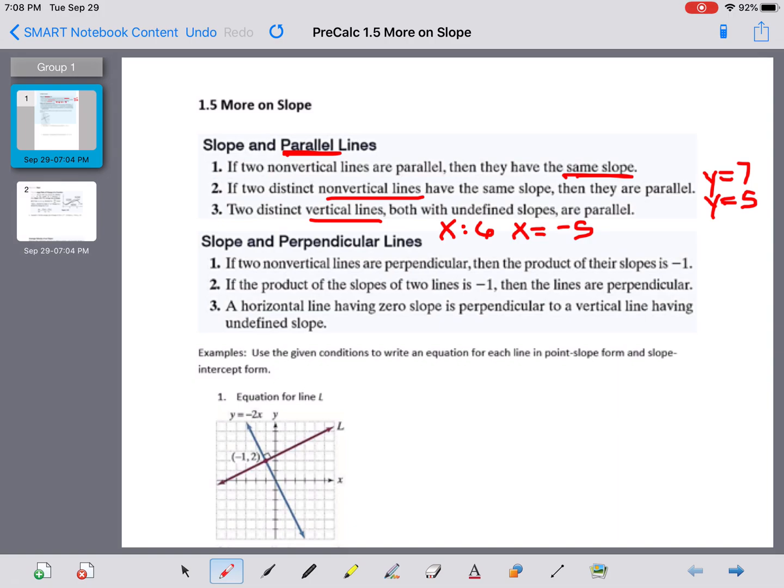Both will have undefined slopes. Both are parallel. So I think we can easily look at those two and say, yeah, they have to be parallel. When anything slants other than horizontal and vertical, we need the exact same slope. And remember, sometimes you have to reduce to see that you have the same slope.